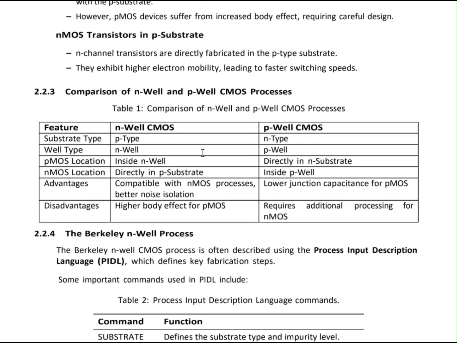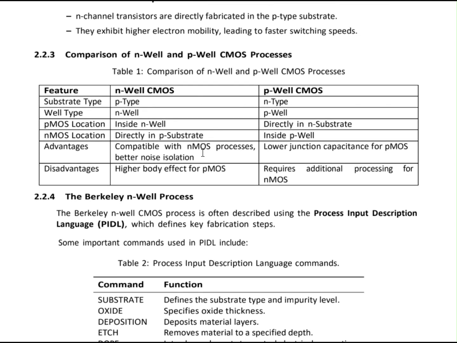Now a comparison of the N-well and P-well CMOS processes. In N-well CMOS we use a P-type substrate, whereas in P-well CMOS we use an N-type substrate material. The well type is N-well in N-well CMOS and P-well in P-well CMOS. PMOS location is inside the N-well, and in P-well CMOS it is directly in the substrate, and NMOS location is directly in the P substrate for N-well and inside the P-well for P-well CMOS.